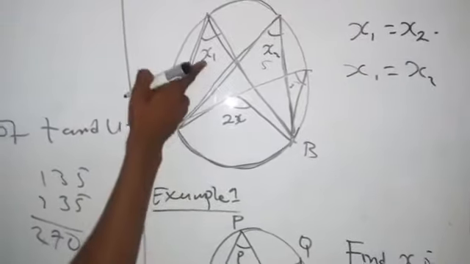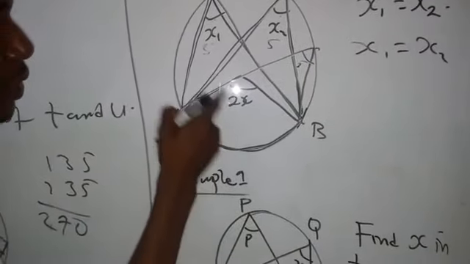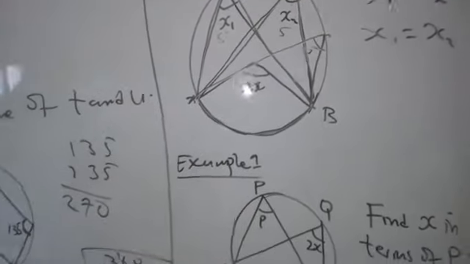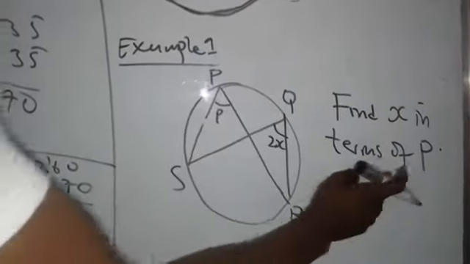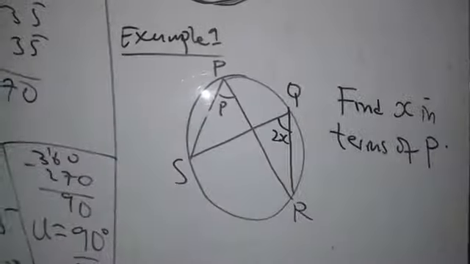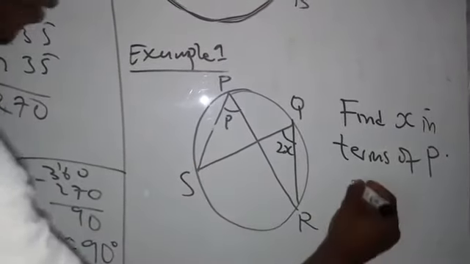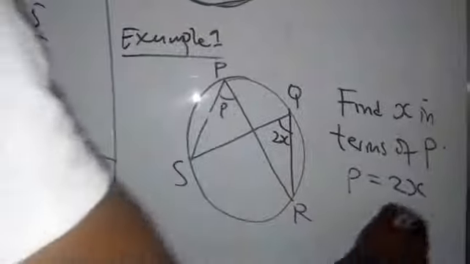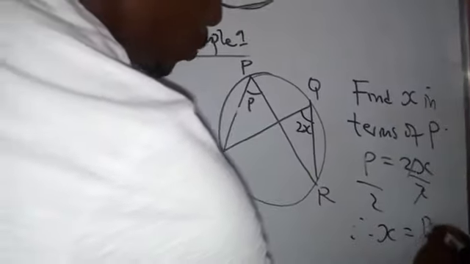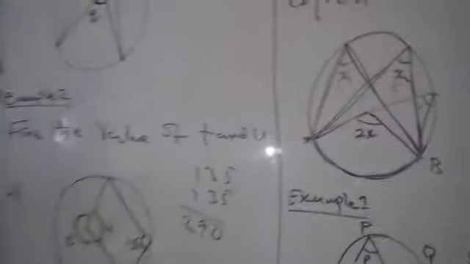And when you multiply this one by 2, we have that which is at the center. So look at this. We are asked to find S in terms of P, which means make S the subject of the formula. Two of them are in the same segment. So therefore we can say that P is equal to 2S. But because we are asked to make S the subject of the formula, you divide both sides by 2. So when you cancel, S will be equal to P over 2. We have solved the question.